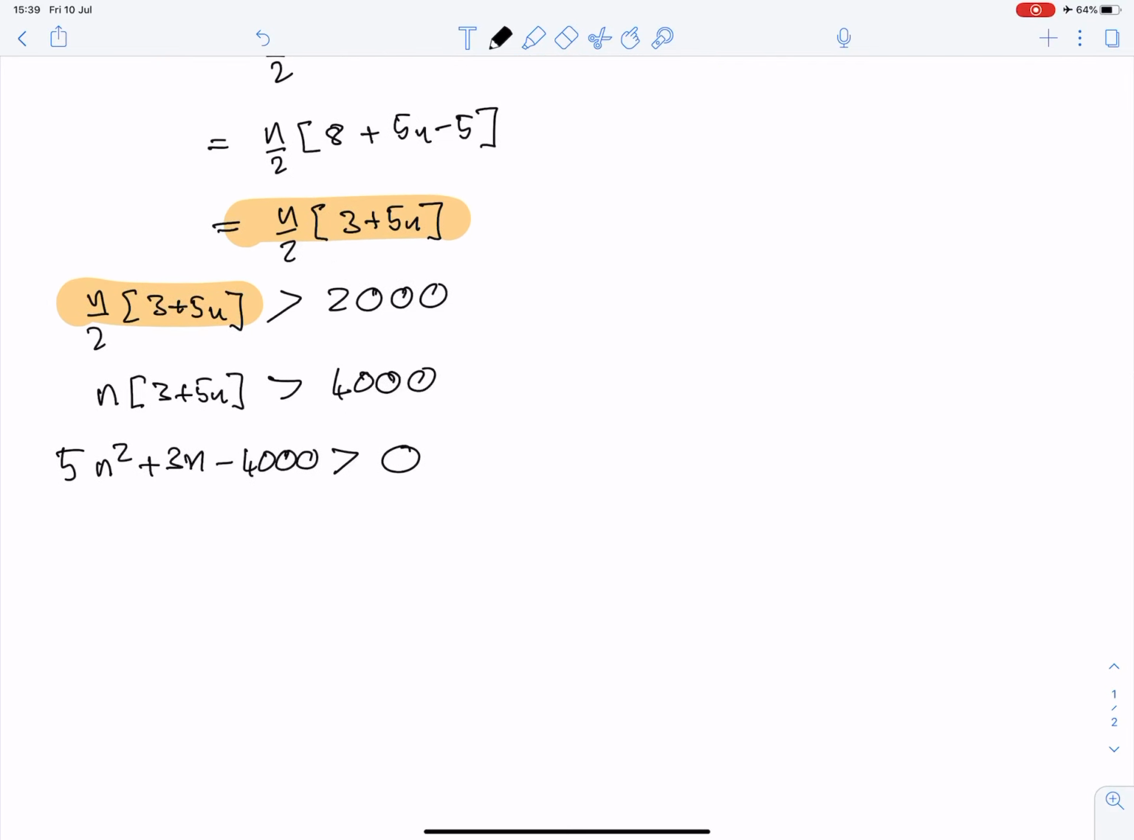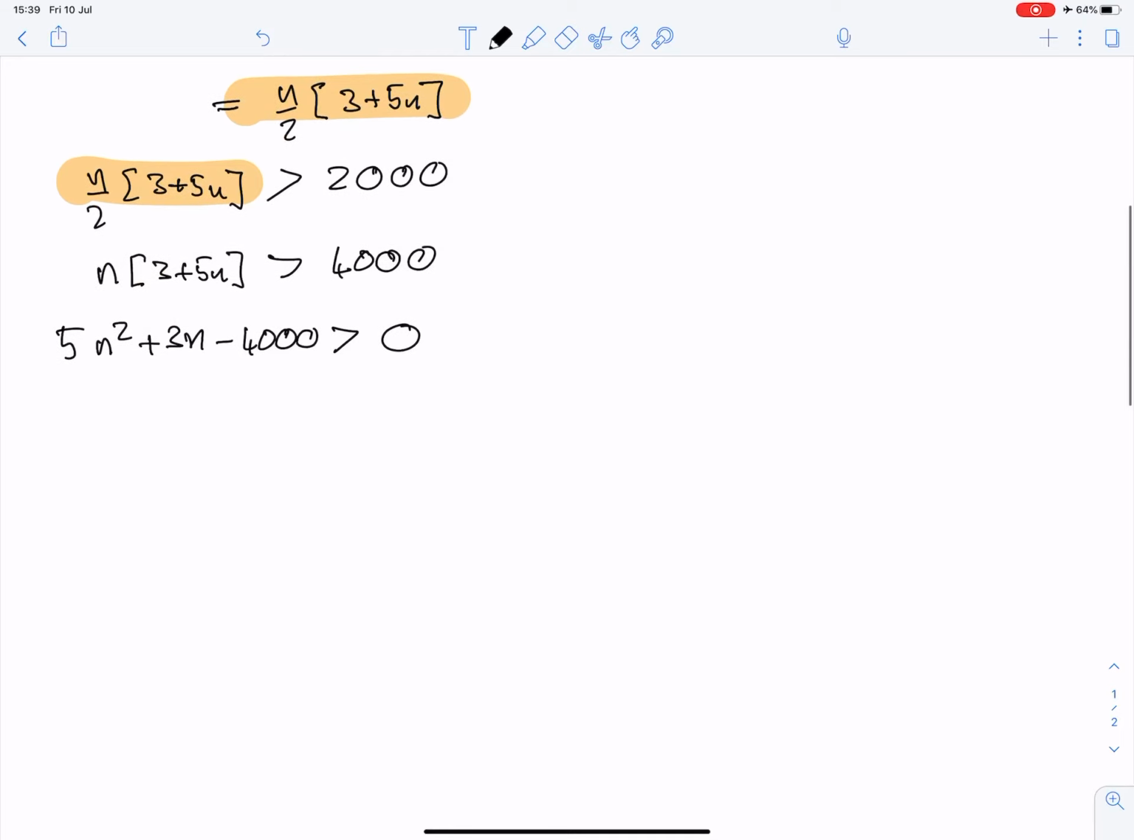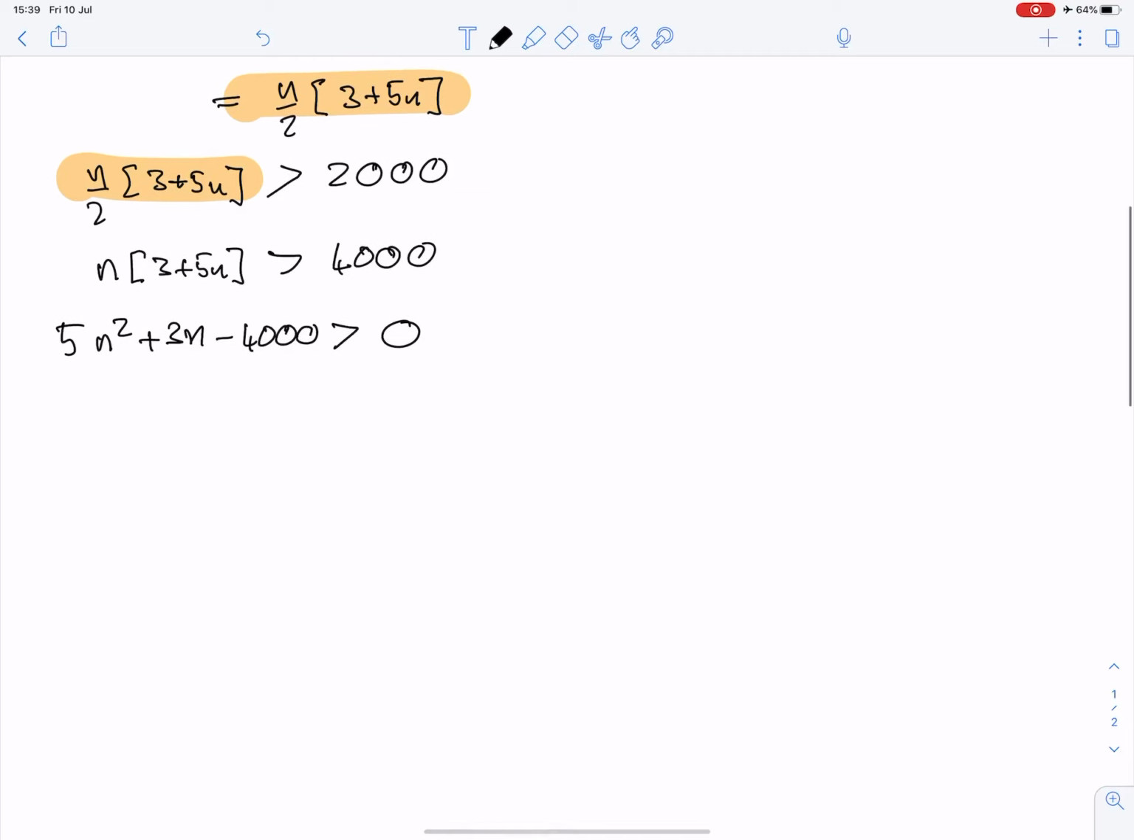Okay, now we've got to try and solve that. Will it factorise? Certainly looks unlikely. b squared minus 4ac, so 9 minus that, minus that. It doesn't look like a square number to me quickly. So let's use the quadratic formula.